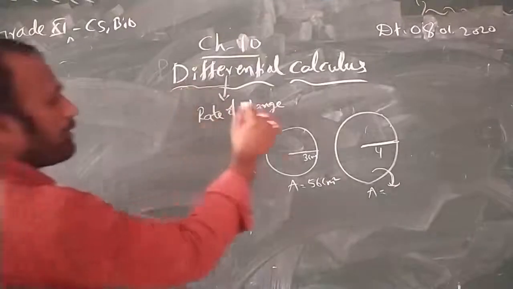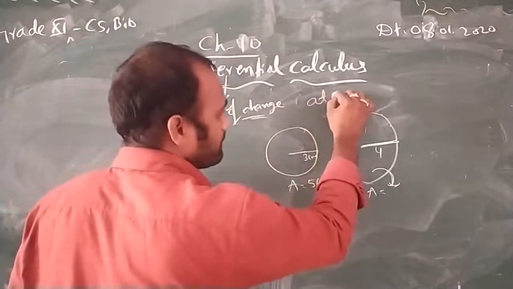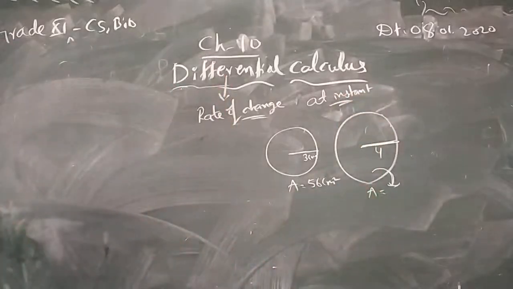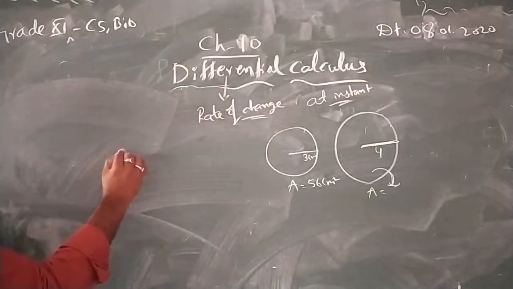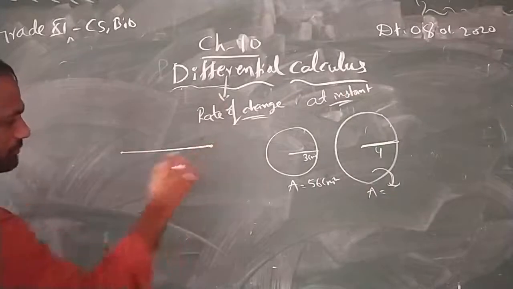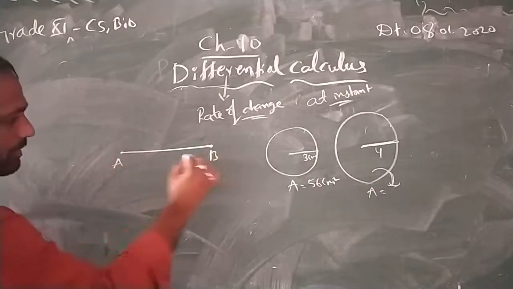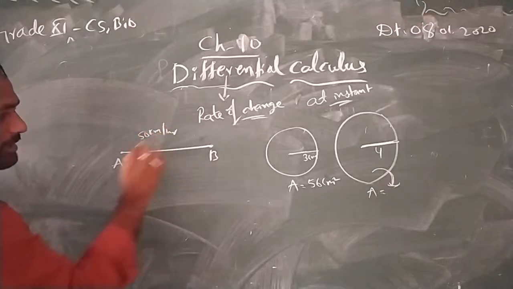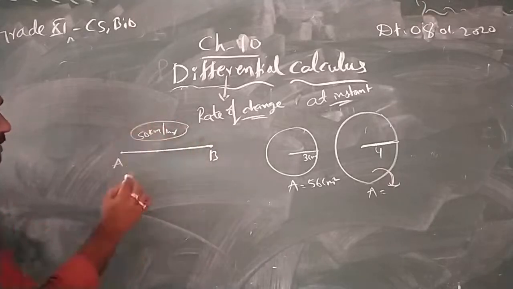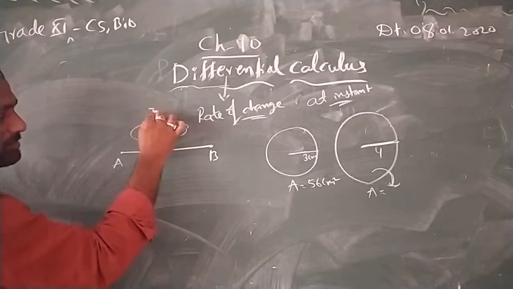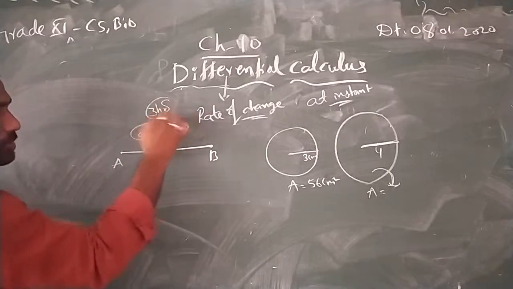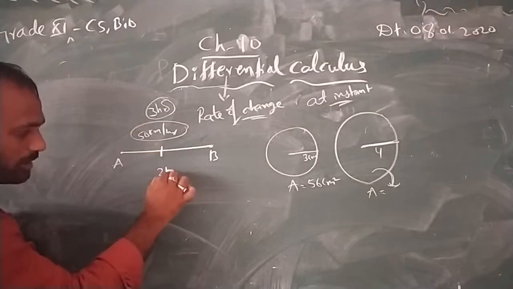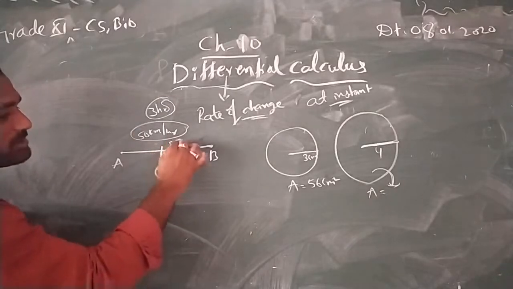But in this chapter we are going to discuss at an instant. At a particular instant only we are going to check. For understanding better, let us look at this example. Let us suppose from A to B we are making a journey traveling at 50 km per hour. Let us suppose the average speed is 50 km per hour, and it takes 3 hours to complete the journey. The question is, after 2 hours, what is the speed of the bus?